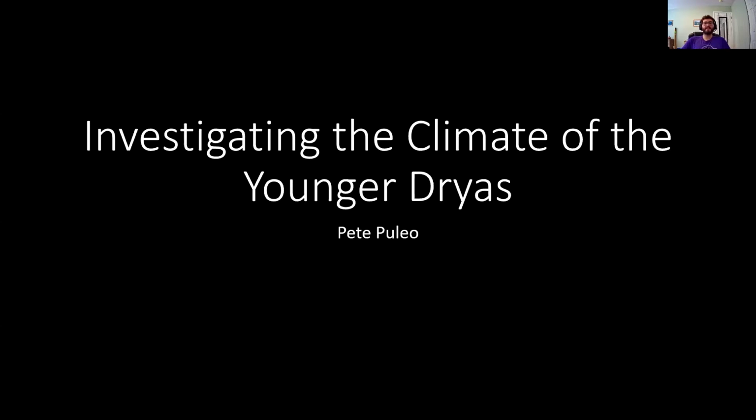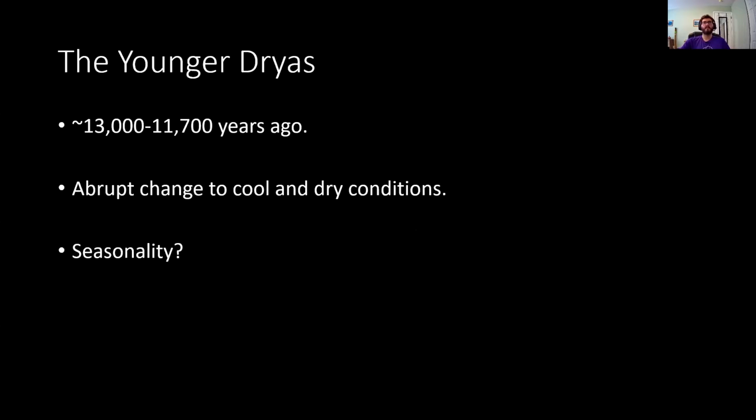Over the past year, I've been investigating the climate of the Younger Dryas. The Younger Dryas occurred from roughly 13,000 to 11,700 years ago. It's a recent example of abrupt climate change and is characterized by a rapid transition into and out of cool and dry conditions centered in the North Atlantic.